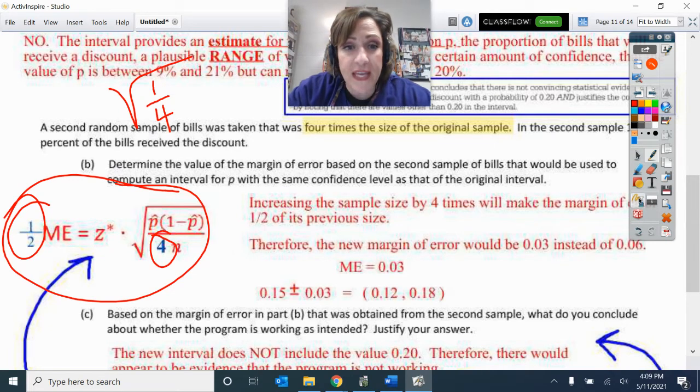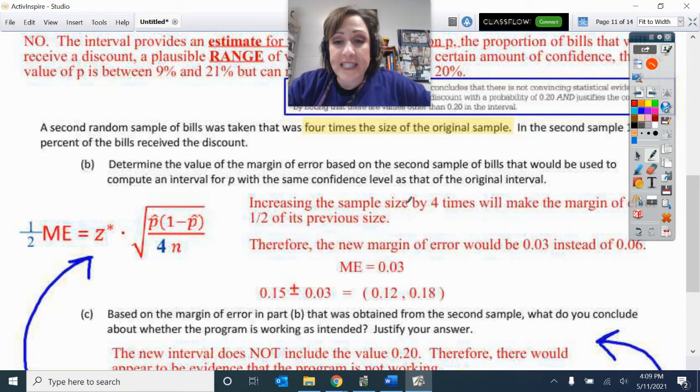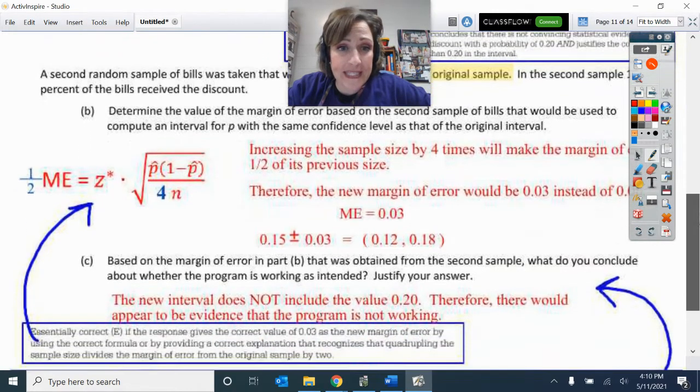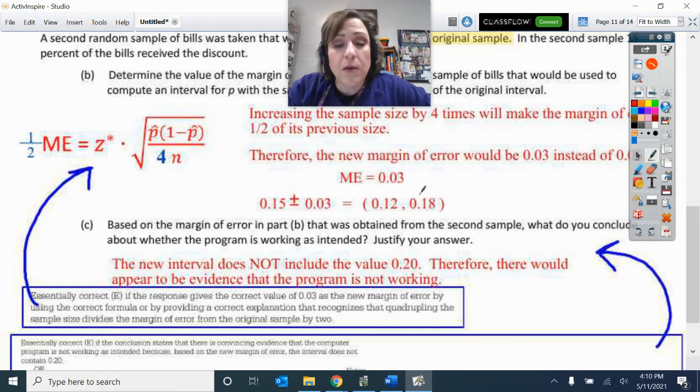So then that means increasing the sample size by 4 times will make the margin of error half its previous size. So it won't be 0.06 anymore. The margin of error will be 0.03. So that makes the new interval 0.12 to 0.18.